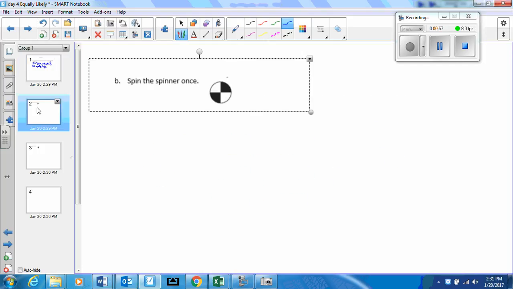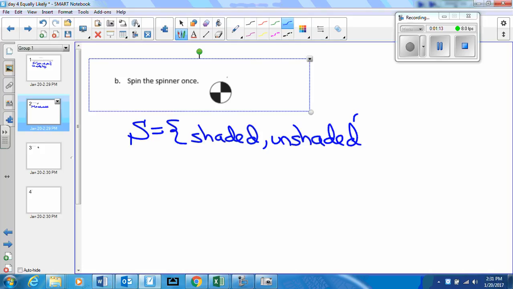Okay, looking at part B, if we spin this spinner once, our outcomes or our sample space is we could land on a shaded region or an unshaded region. When I look at the amount of the spinner that is shaded compared to the amount of the spinner that is unshaded, they are the same amount. So these results are equally likely.